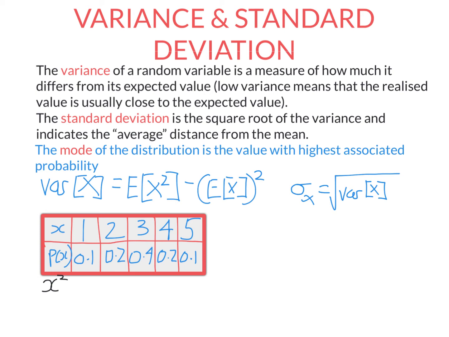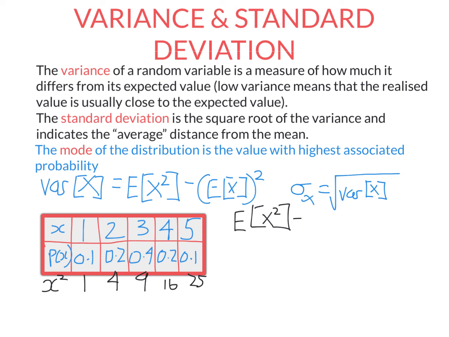So these are the x values. All we need to do is square them. If x is 1, x squared is 1. x is 2, x squared is 4, 9, 16, 25. I just got each of these values by squaring the x value up here. Firstly, we're going to calculate the expected value of x squared. Now it's like x squared is our random variable. We know how to calculate expected value. We just take each value, multiply by its probability, and then we add up all of these.